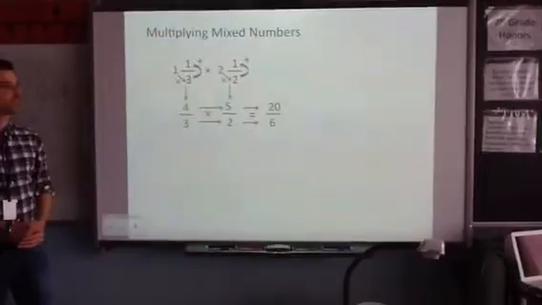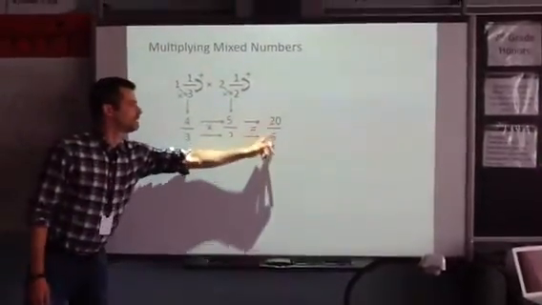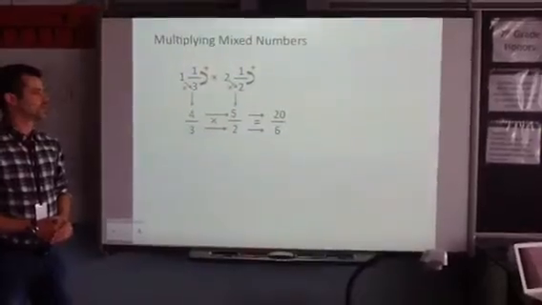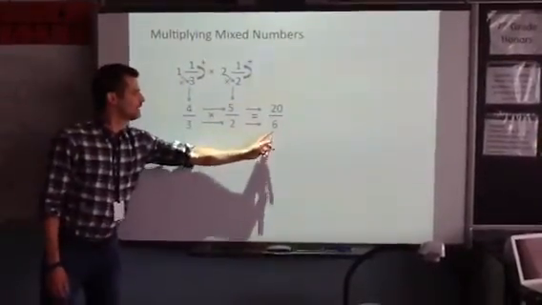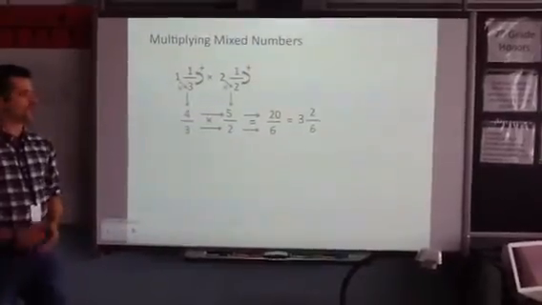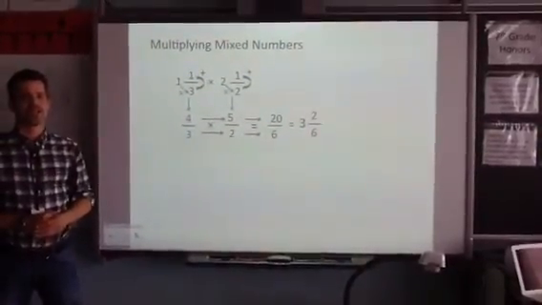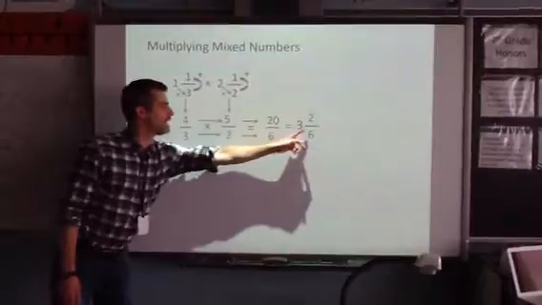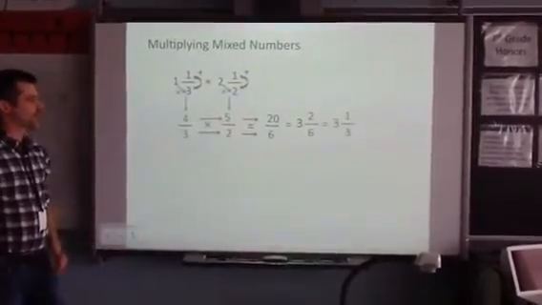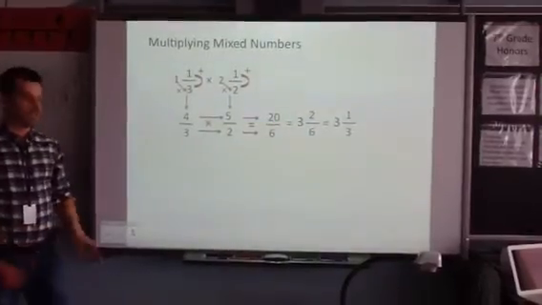Okay, not done with this yet because 20 is bigger than 6, so we want to change it into a mixed number. 6 goes into 20 3 times, right? That gives us 18 with 2 left over. So I'm going to get 3 and 2/6. I think we can reduce this one more time. The 2/6 can be simplified into 1/3. So our answer we get is 3 and 1/3.